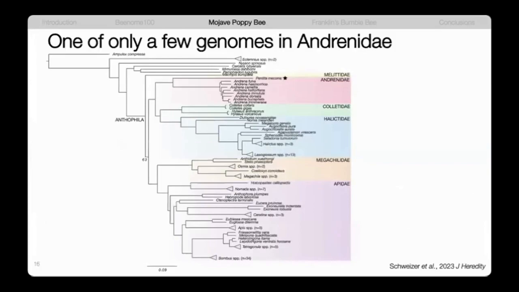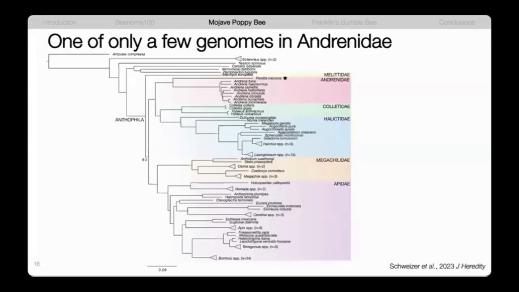What's exciting for the world of bee comparative genomics and for the conservation of this species is that the genome represents one of only a few genomes in Andrenidae, which is a highly diverse group of bees. And the Perdita genus is the most diverse genus in North America with around 640 species.